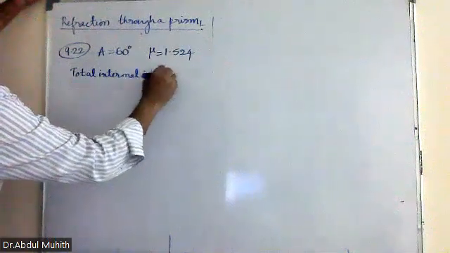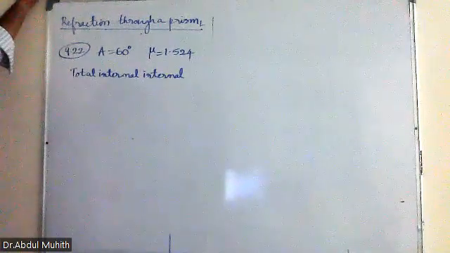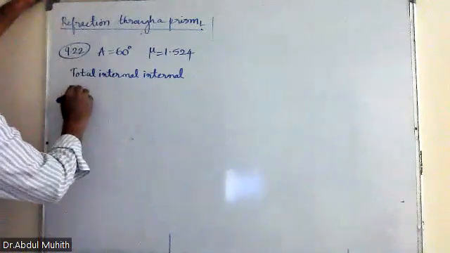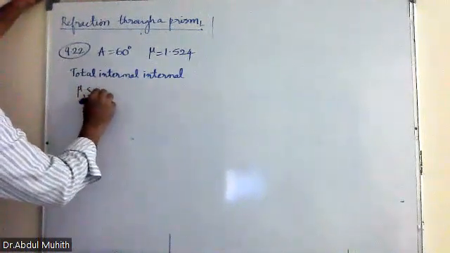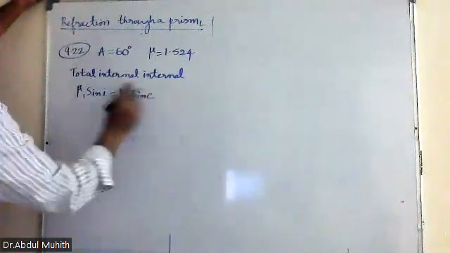So when do we get total internal reflection? When the angle of incidence is greater than the critical angle. Is it not? When the angle of incidence is greater than the critical angle, this will happen. So what is the formula I told? Mu1 sin I is equal to mu2 sin R.